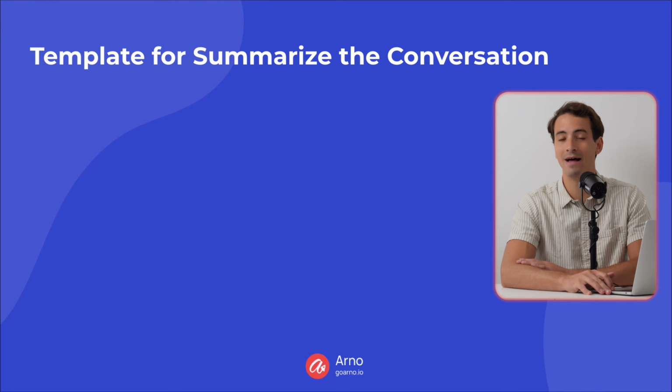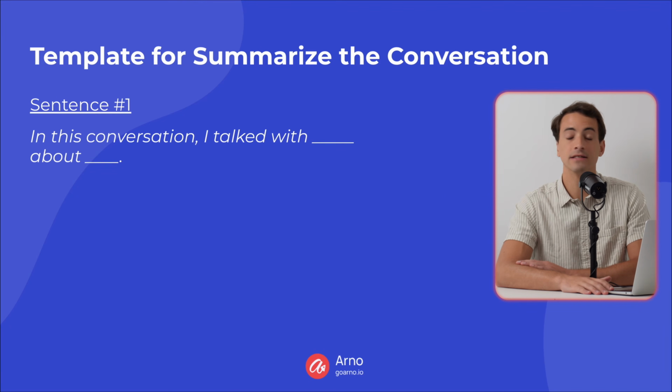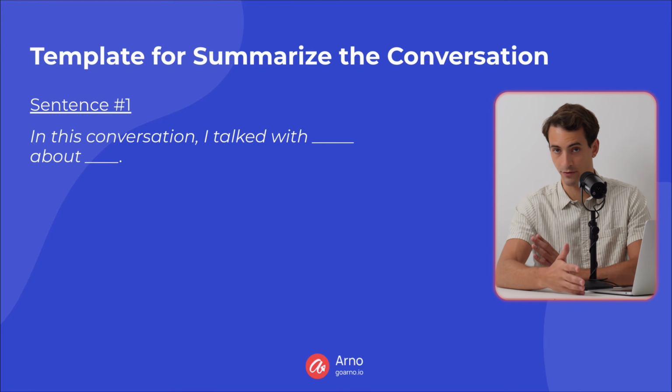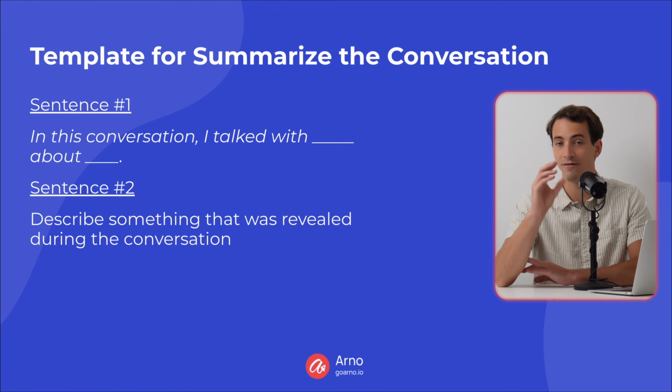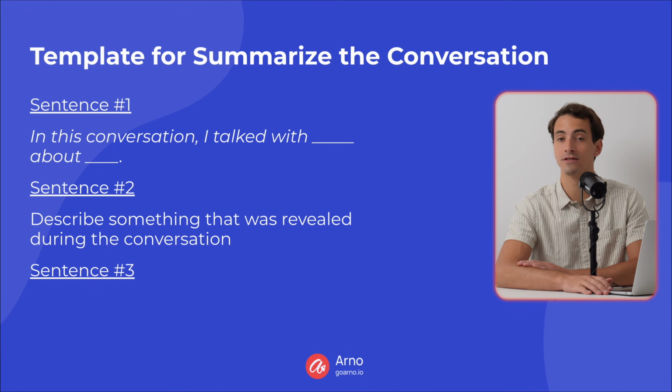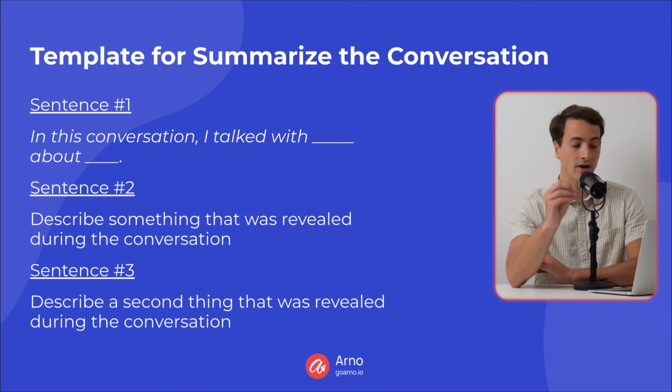And here is a sentence-by-sentence template that you can use for your summary. Sentence number 1. In this conversation, I talked with whoever you talked with about whatever you talked about. Sentence number 2, you are going to describe something that was revealed during the conversation, that first new piece of information that you identified. In sentence number 3, you are going to describe the second new piece of information that you found in the conversation. Okay, so 3 sentences, very straightforward.